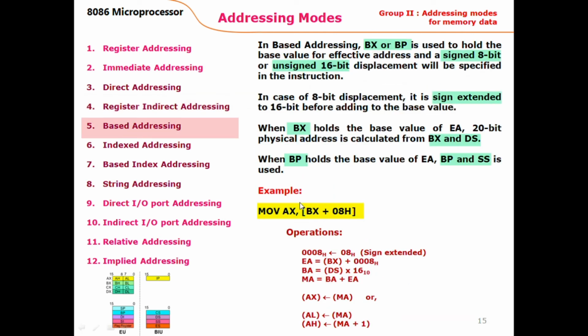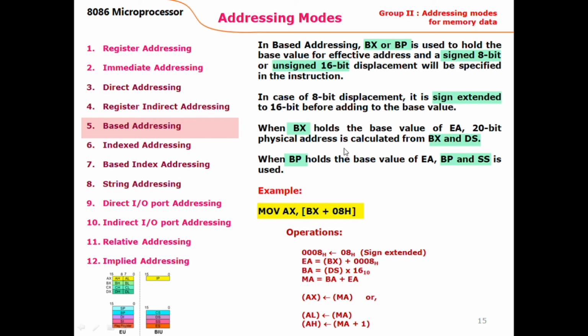Base addressing. In the base addressing mode, the base register or base pointer register is used to hold the base value for the effective address, and a signed 8-bit or unsigned 16-bit displacement will be specified in the instruction. In case of 8-bit displacement, the displacement is sign extended to 16-bit before adding to the base value.